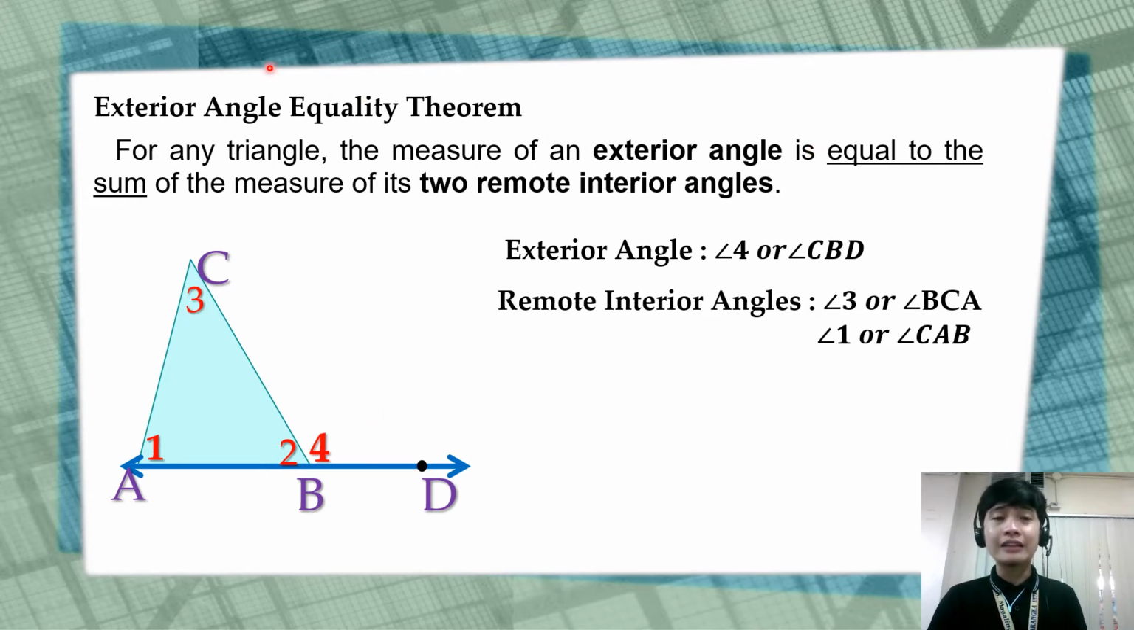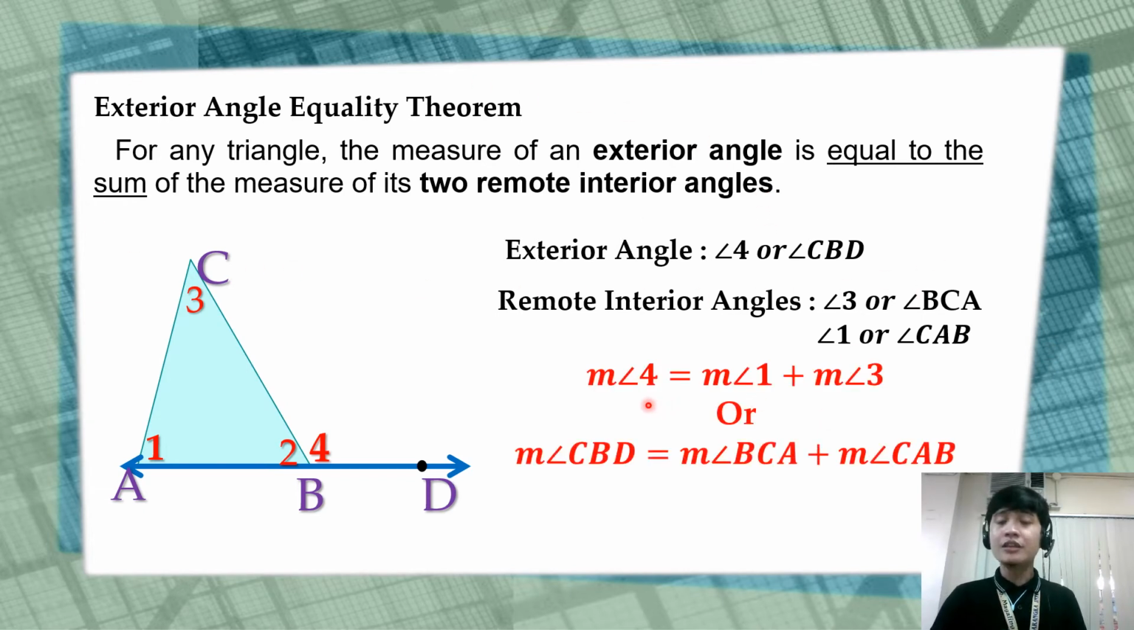Ngayon, kung susundin natin yung binabanggit sa exterior angle equality theorem, which states there that the measure of an exterior angle is equal to the sum of the measure of its two remote interior angles, if we are going to relate this exterior angle and remote interior angles in this particular definition, we can say that the measurement of angle 4 is equal to the measurement of angle 1 plus the measurement of angle 3. Or the other way around, the measurement of angle CBD is equal to the measurement of angle BCA plus the measurement of angle CAB. Okay? So, that is the exterior angle equality theorem.